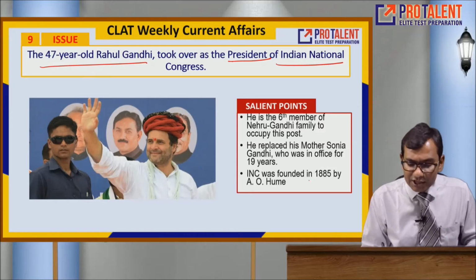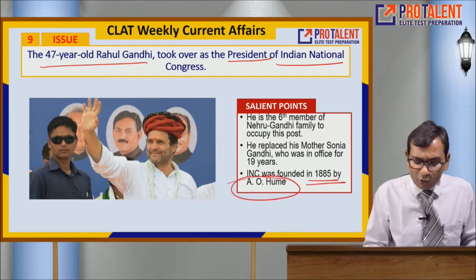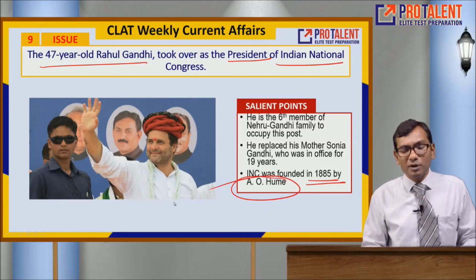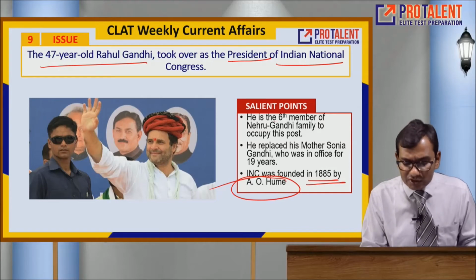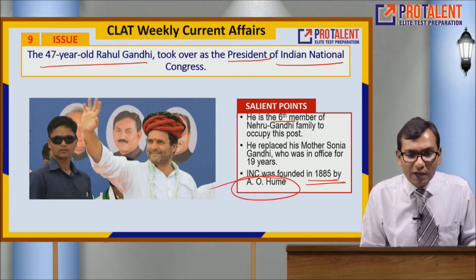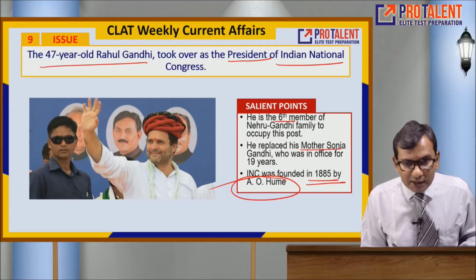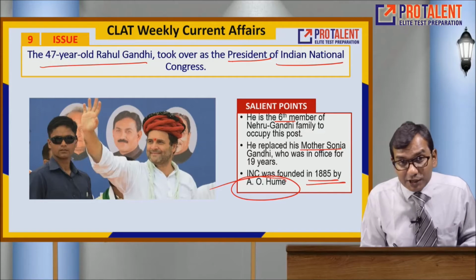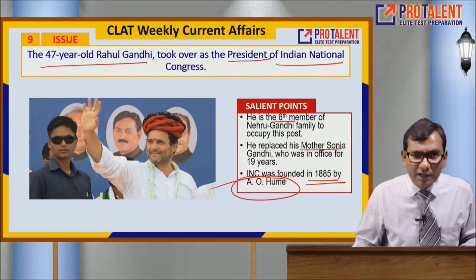Coming to issue number 8, where 47-year-old Rahul Gandhi took over as the president of Indian National Congress, INC. INC की शुरुआत हुई थी 1885 में by A.O. Hume. He was a founder of this INC. Rahul Gandhi is the 6th member of Nehru Gandhi family to occupy this post. His mother Sonia Gandhi was in the office for 19 years. That's the maximum by a Nehru Gandhi family person.